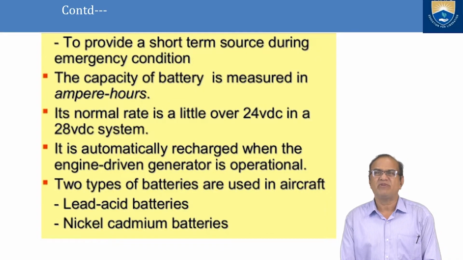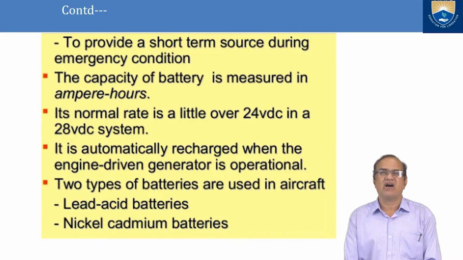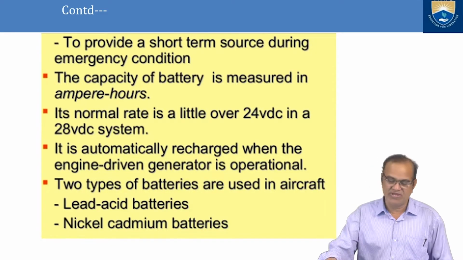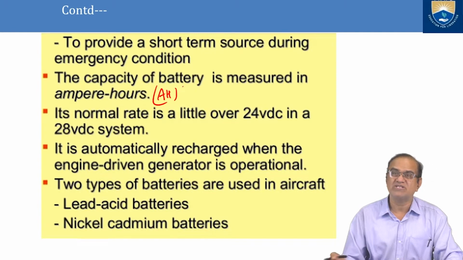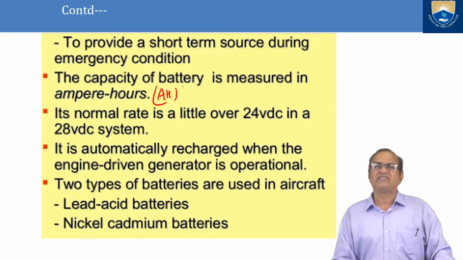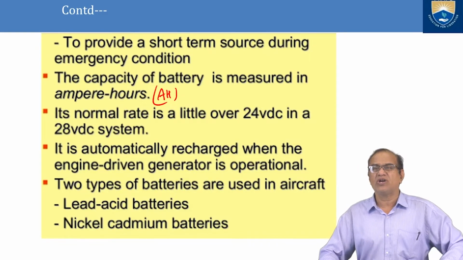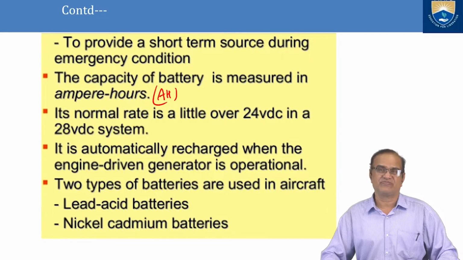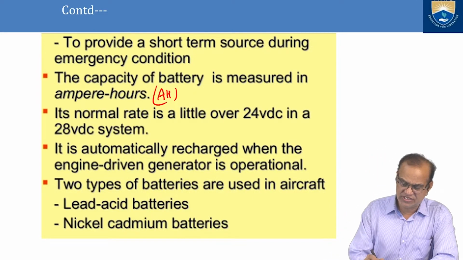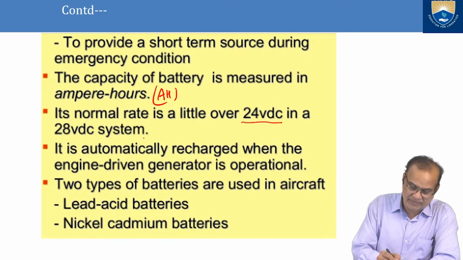The capacity of the battery is measured in ampere hour, AH. How much AH is there? Its normal rate is a little over 24 volt DC in a 28 volt DC system. So the normal rate is 24 volt DC in a 28 volt DC system.